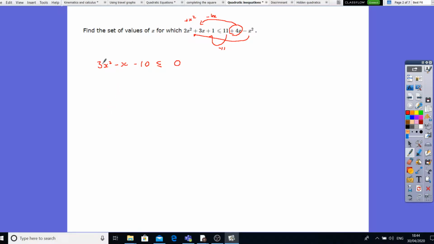Okay, so we need to factorize this. Just going to check if we can factorize this in our head. So we got 1 times 10, no, 2 times 5, 2 times 5. And if I triple the 2, that'll give me 6, and yeah, we can factorize this.